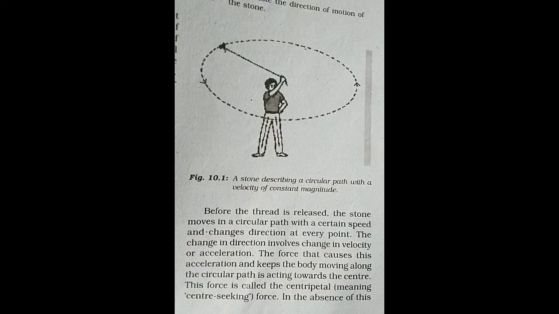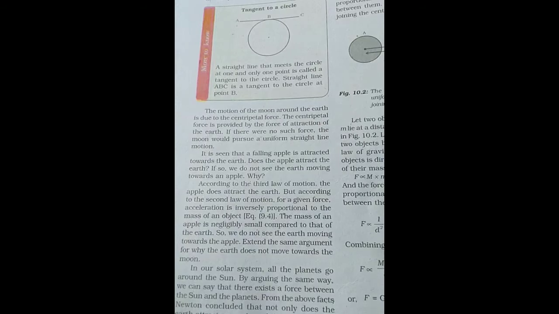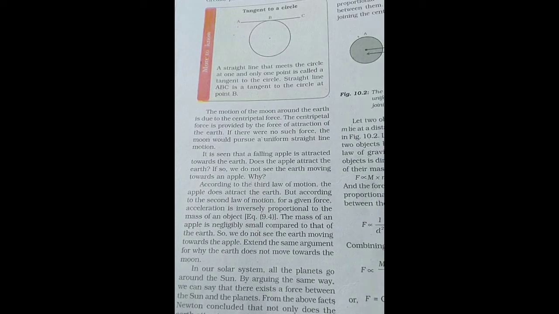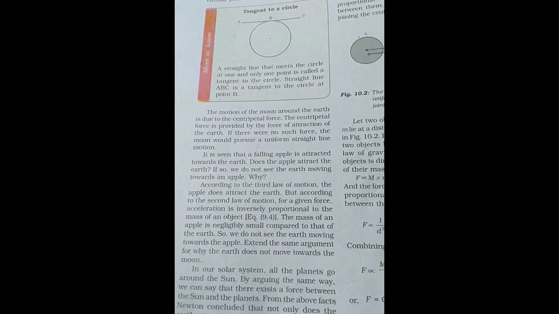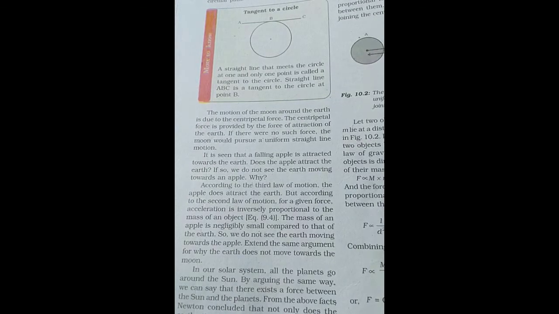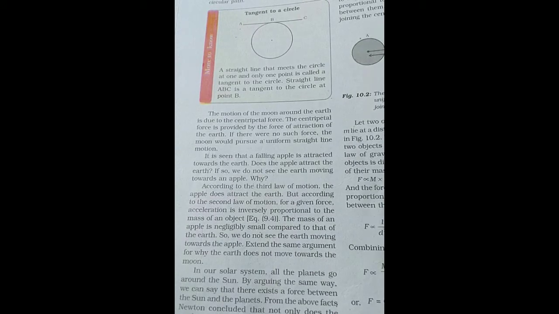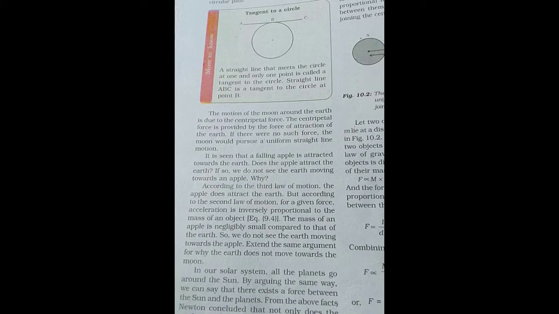If this force had not been there, then the stone would have flown off in a straight line, and that straight line would be the tangent to the circular path. The same thing can be applied to the case of the moon and earth, and also the case of our planets and the solar system.